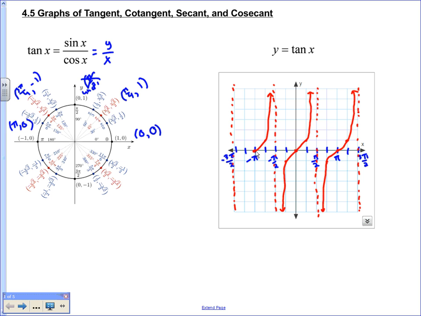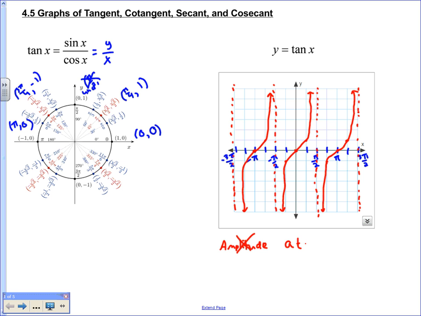And down and to the left. Okay, so some things we need to know about tangent x. Well, we don't really have an amplitude. That's not something we talk about with tangent and cotangent and cosecant and secant. There is no amplitude.